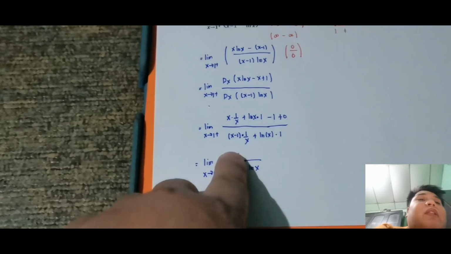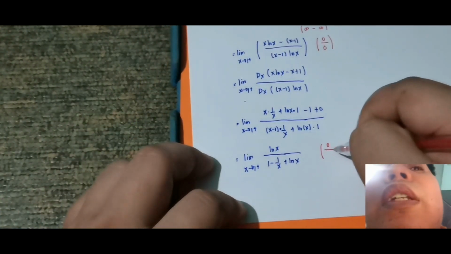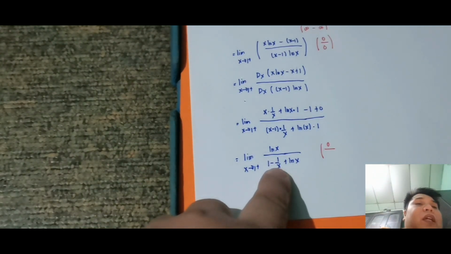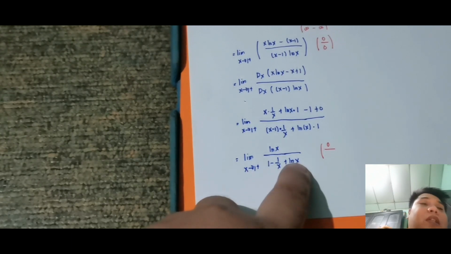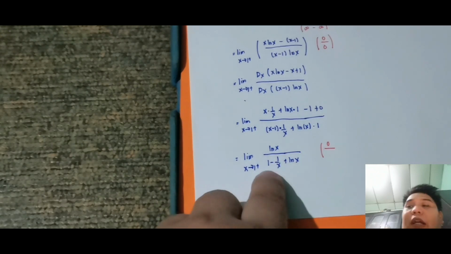So, pag sinubstitute ko yung 1 directly sa taas, 0 siya. Kasi ln of 1 is 0. Then, dito sa ilalim, pag sinubstitute ko right away yung 1, ano mangyari? 1 minus 1 over 1, that is 0. 0 plus 0, that is 0. So, meaning undefined. So, hindi tayo pwedeng rekta mag-substitute dito ng 1.